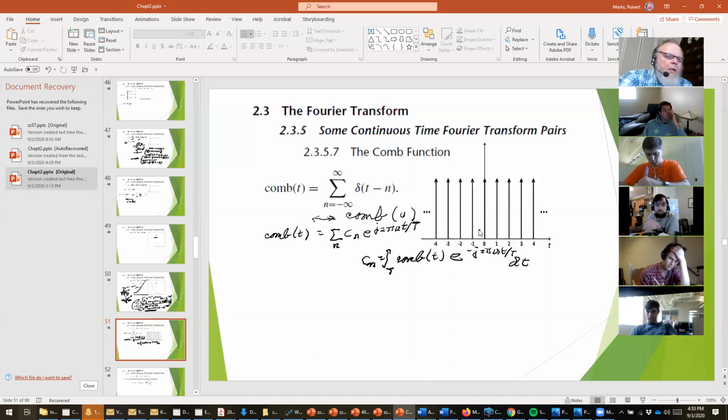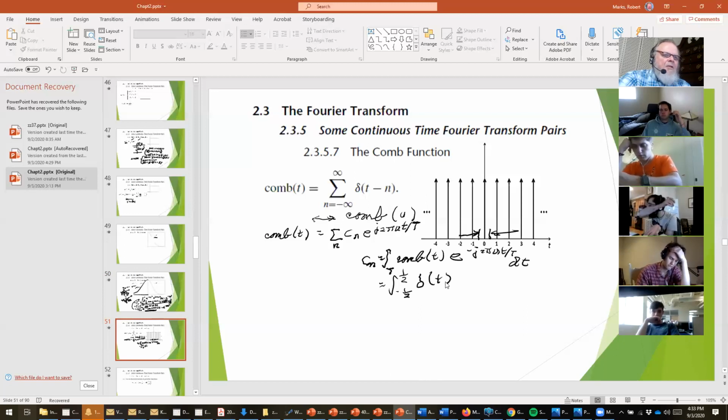So what period are we going to integrate over? We're going to integrate here, from minus 1/2 to 1/2. And what is the comb function between this interval? The Dirac delta. It's a Dirac delta, that's right. So over a period, the comb function is just equal to a Dirac delta. And we're left with this. And we know by the shifting property of the Dirac delta, this integrates to what?